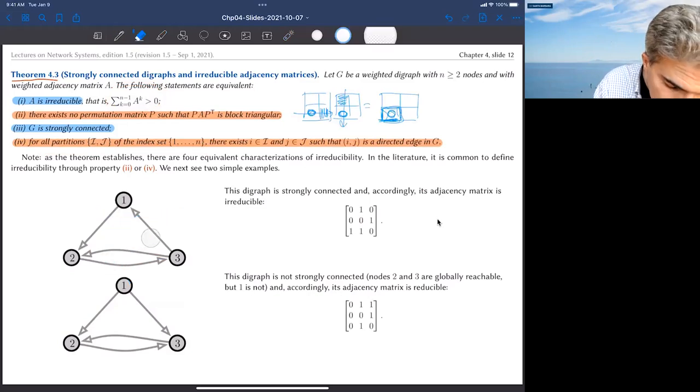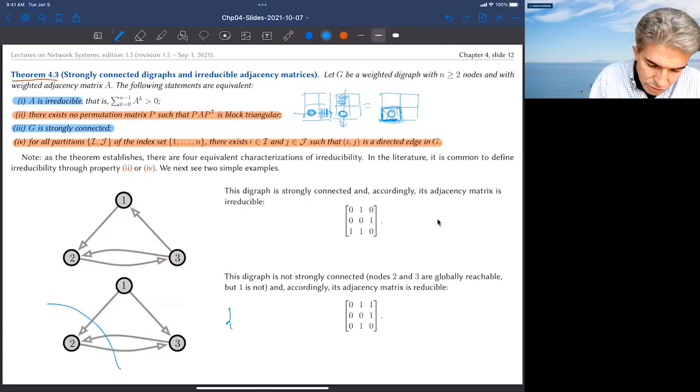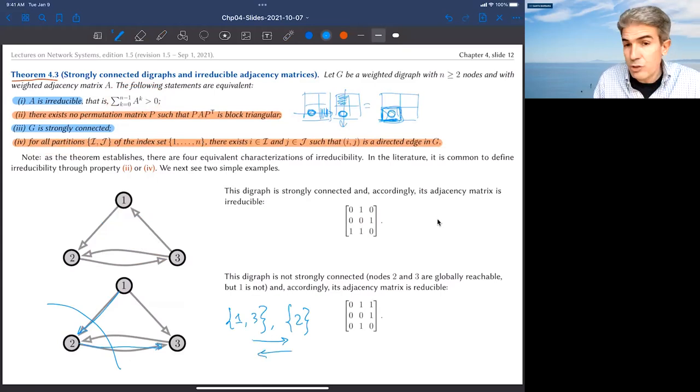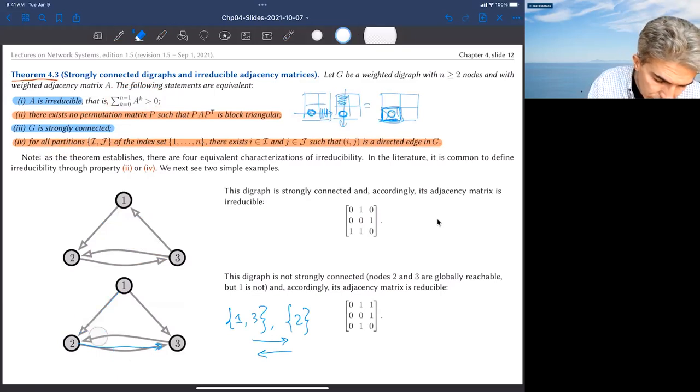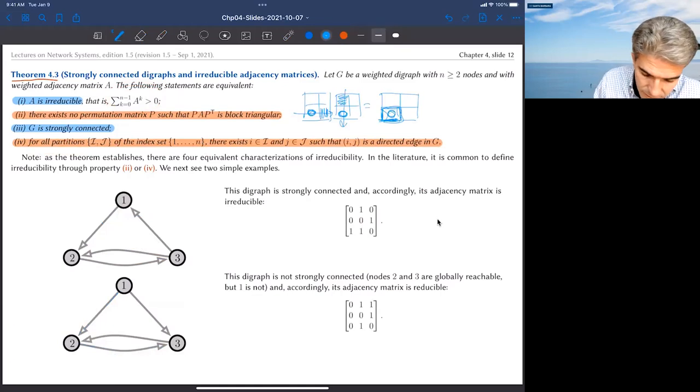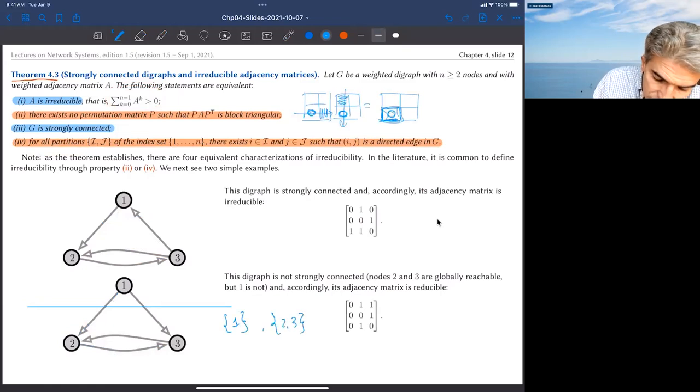This is true for the first example, but it's not true for the second example. So for example, here, if I do this cut, in other words, construct the partition 1, 3, and 2, you can find an edge from 1, 3 to 2, and you can find an edge from 2 to 3. So that's fine. But the problem is you need to check this for all possible partitions. And a partition is equivalent to a cut. I can cut the nodes like that. Now my partition is 1 on one side and 2, 3 on the other.